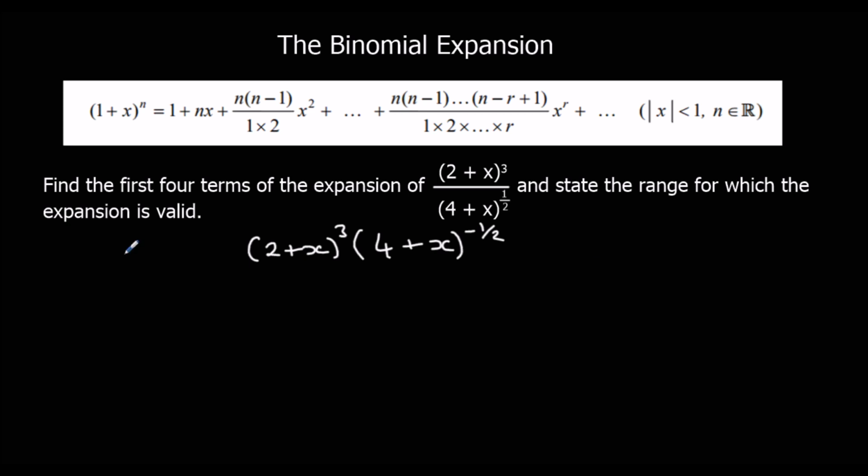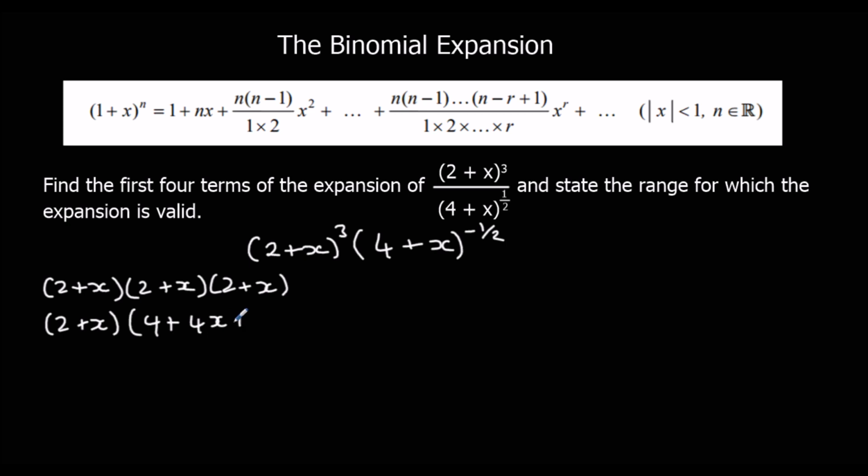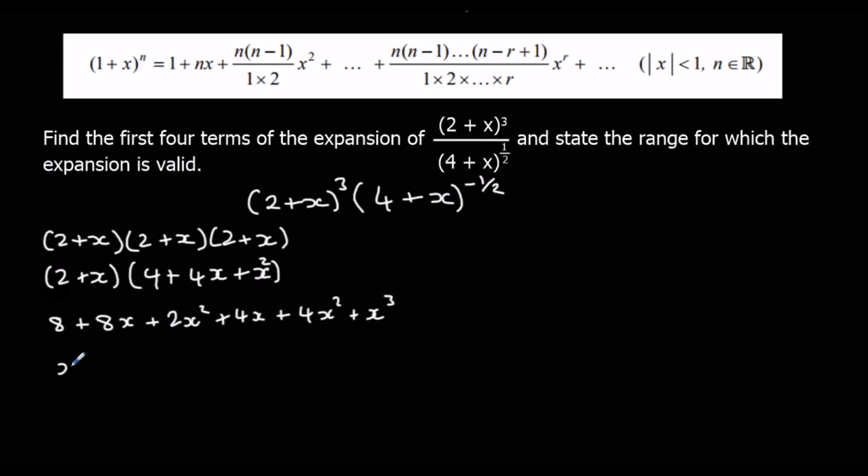So if we do (2 plus x) cubed first, so (2 plus x) times (2 plus x) times (2 plus x), so that's (2 plus x) multiplied by (4 plus 2x plus 2x plus x squared), which is 8 plus 8x plus 2x squared plus 4x plus 4x squared plus x cubed. So simplifying, we've got x cubed plus 6x squared plus 12x plus 8. So that's our first expansion, and then we're going to multiply it by the expansion of (4 plus x) to the power of minus a half. So we need a 1 at the front.